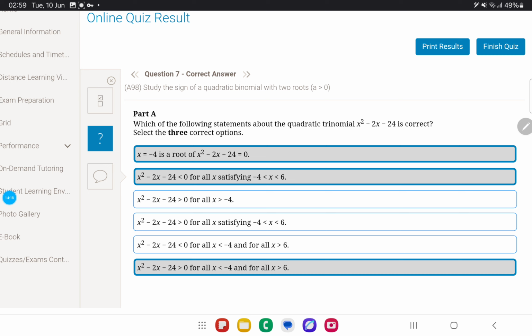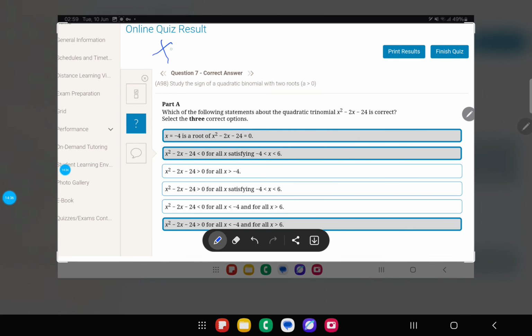Now for part A, which of the following statements about the quadratic trinomial x squared minus 2x minus 24 is correct? Again, same concept. You're gonna do 1, negative 2, negative 24, right? You're gonna get two roots, x equals 6 and x equals negative 4. Okay, so now that we got two roots, we use the table we use in the other questions. Now, we put the negative first, negative 4 and then 6. Now, we do same, opposite, same of a, which is positive here. So it's going to be plus, minus, plus.